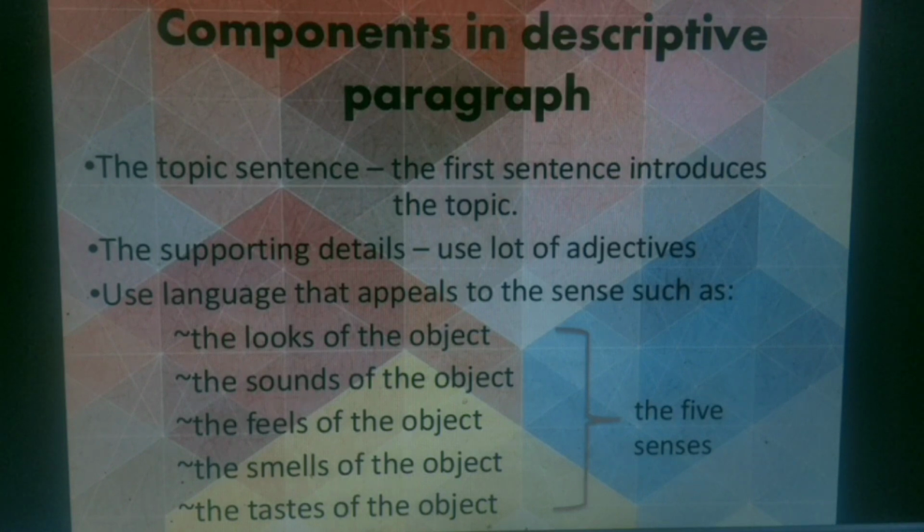Components are: first should be the topic sentence, second should be the supporting details, good description using adjectives, and then while describing, the language should appeal to the 5 sense organs.